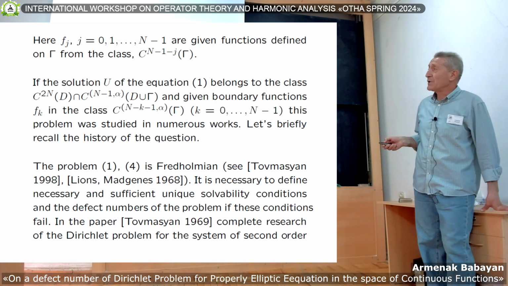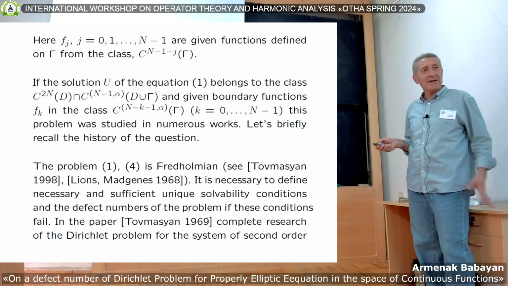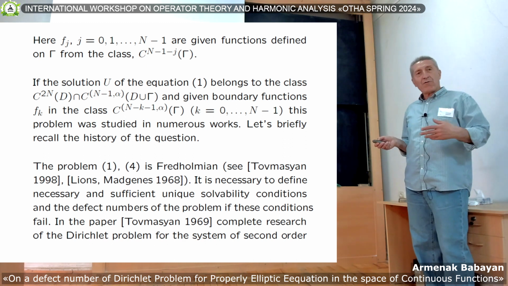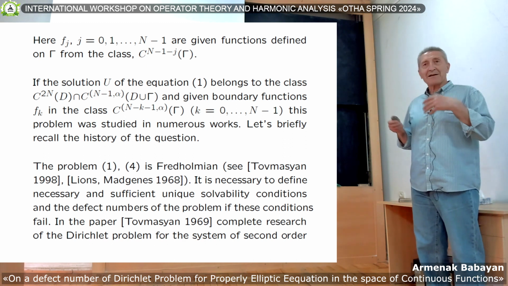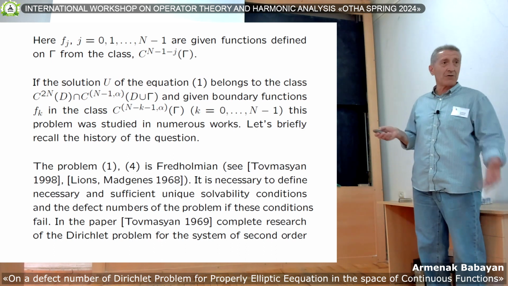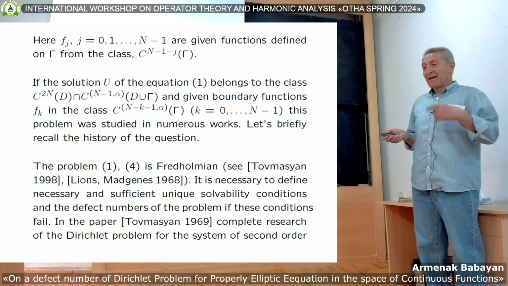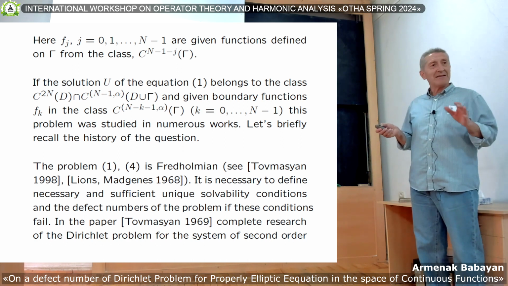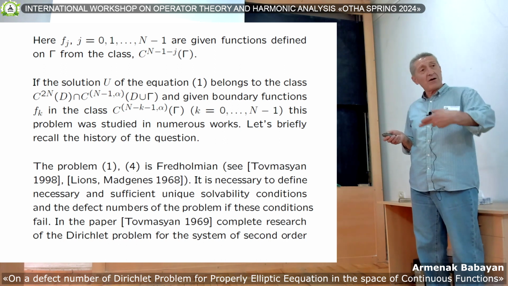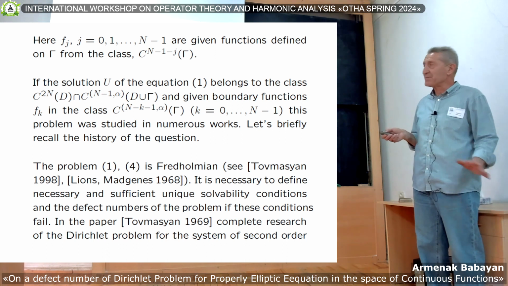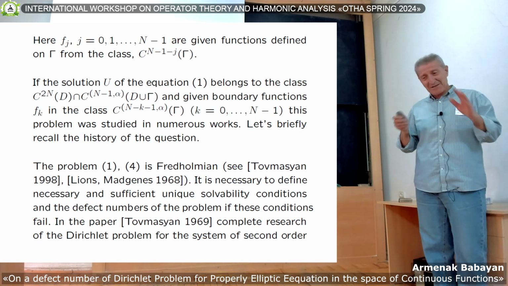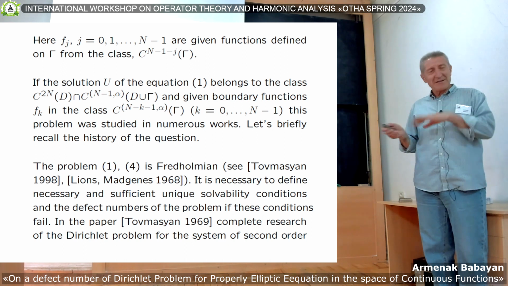What do I mean by defect numbers? This is the number of linearly independent solutions of the homogeneous problem when fk are 0, and the number of linearly independent necessary and sufficient conditions on the fk for the solvability of the inhomogeneous problem. This is what I denote as defect numbers. In some cases, the definition differs from this.